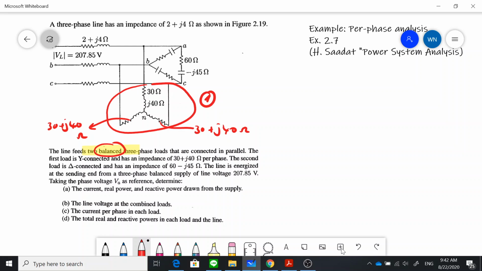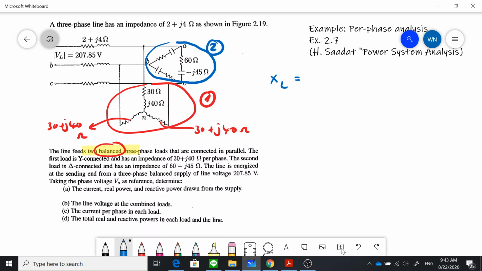The second load is delta connected. So the delta is over here. Okay, this is the second load having an impedance of 30 minus j40 ohms. So you can notice from here that the load which has a positive reactive part, or positive imaginary part, is inductive.